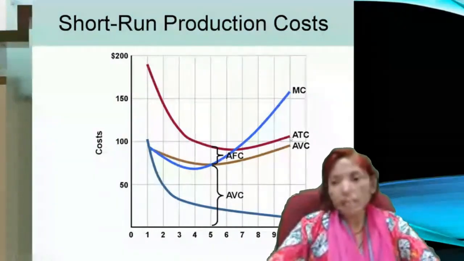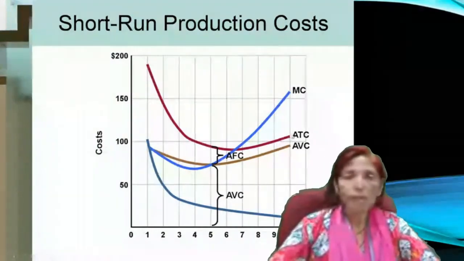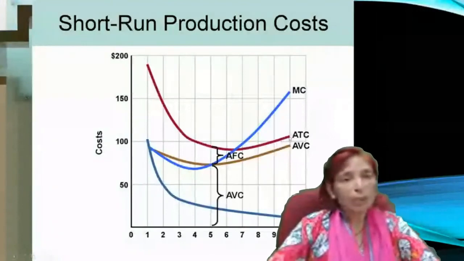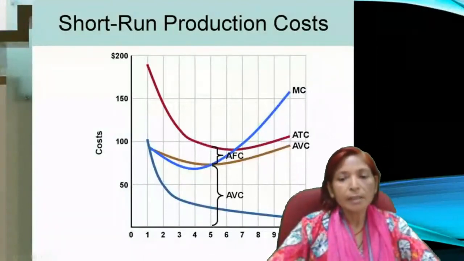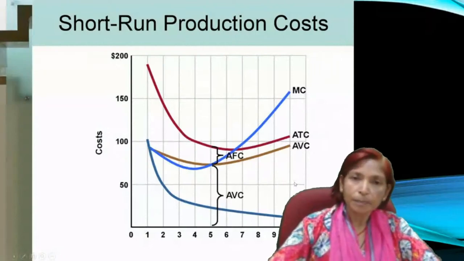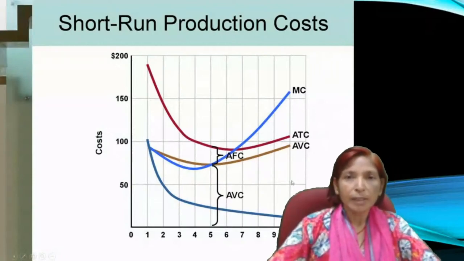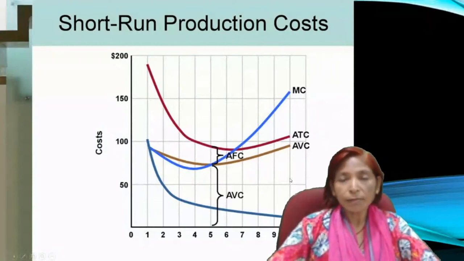If we say AC, average cost, or average total cost, both are the same concept. Average total cost is the summation of average fixed cost and average variable cost. So if we add both these cost curves, then we can get the average total cost curve. It is also a U-shaped curve. And why is it a U-shaped curve?